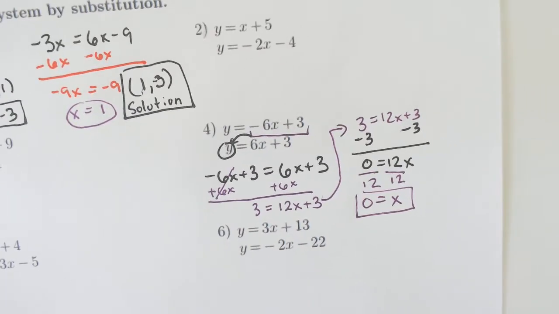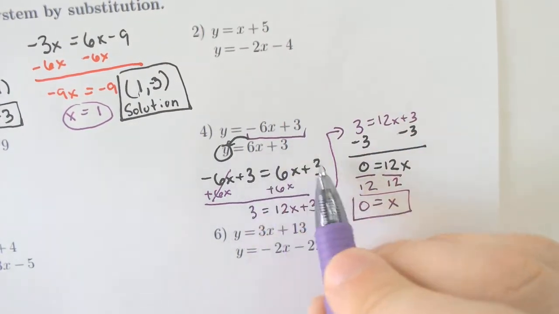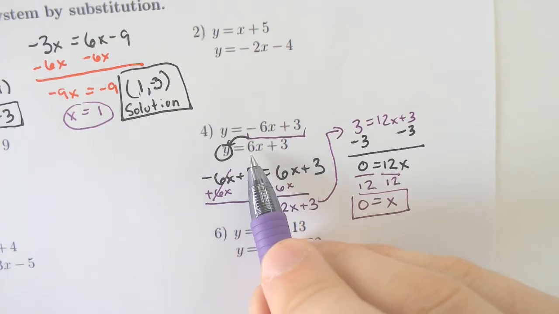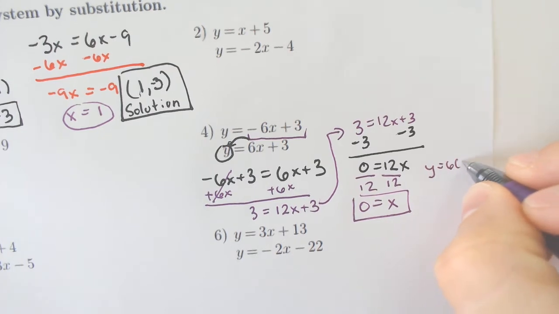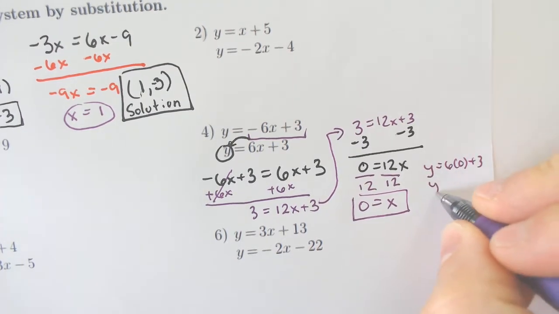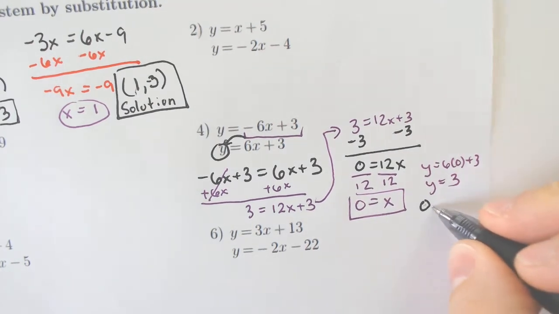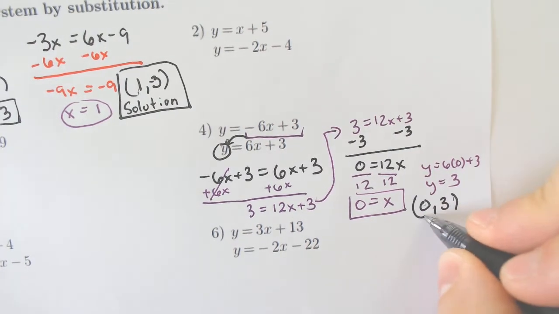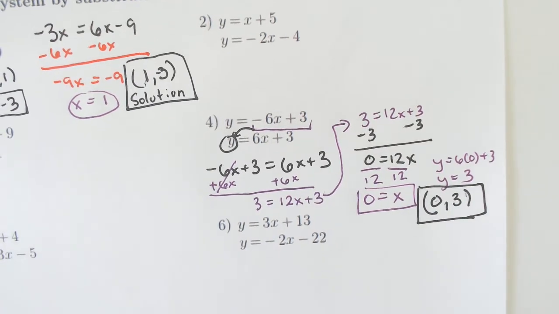If you plug in 0 to either of the two equations, which I'm going to plug into the bottom one this time, this y equals 6x plus 3, I would get y equals 6 times 0 plus 3, which is 3. And I have to write my final answer as x comma y, which is 0 comma 3. All right?